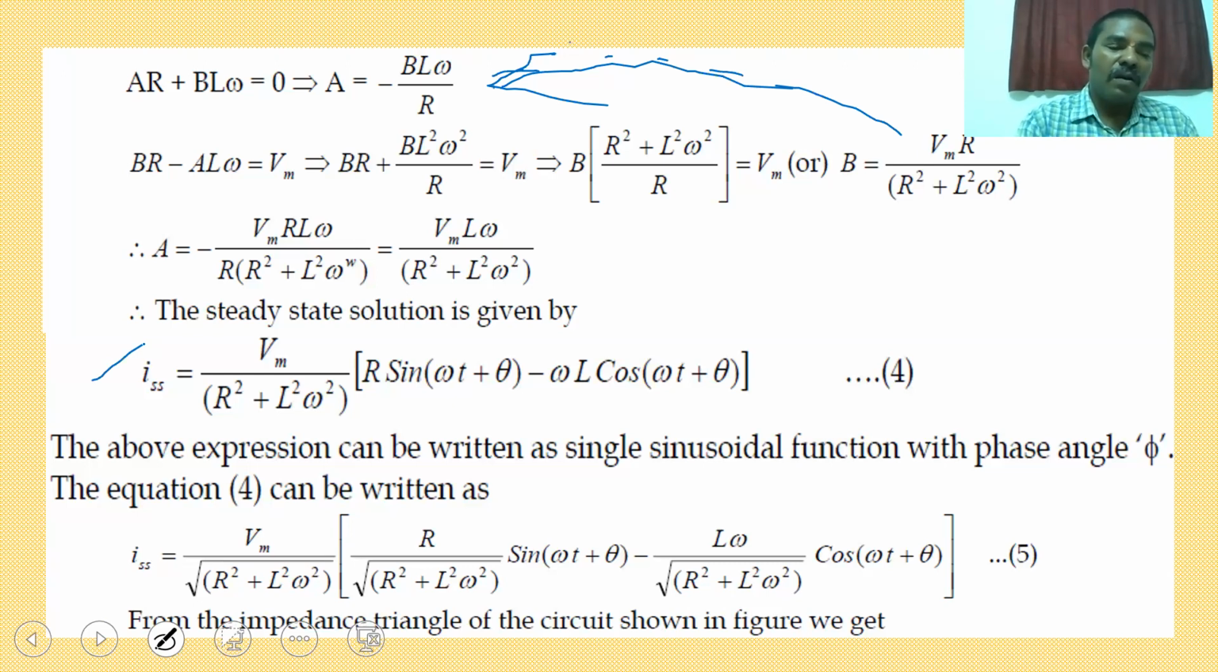Now R square plus L square omega square I can write as root of R square plus L square omega square into root of R square plus L square omega square. Then the steady state current is Vm by root of R square plus L square omega square into R by root of R square plus L square omega square into sin omega t plus theta minus L omega by root of R square plus L square omega square cos omega t plus theta. Here I am writing these values by using the impedance triangle of the RL circuit.